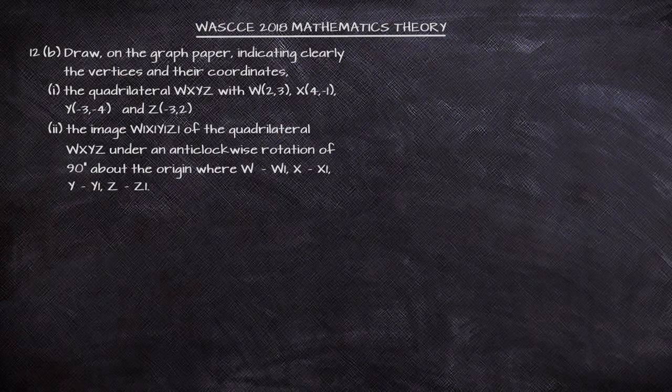Now, question number 12b. Another graph for us. So students, as much as possible, please prepare to lay your hands on the graph. It's not as difficult as you think. Looking at this question now, we're asked to indicate on the graph the vertices and the coordinates of a quadrilateral WXYZ, and the values of the coordinates are given, and then we have to find the image rotated in an anticlockwise rotation of 90 degrees.